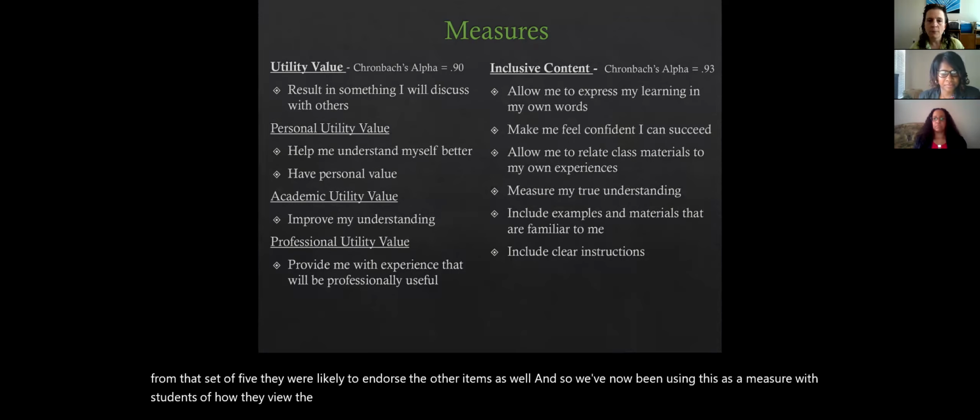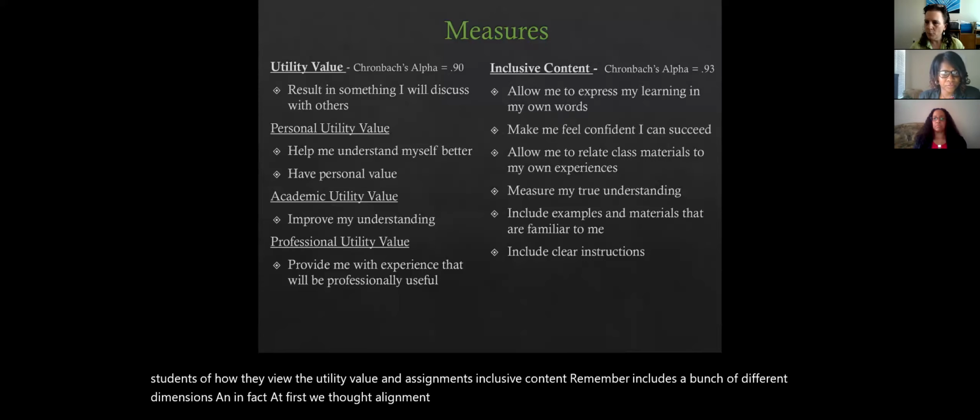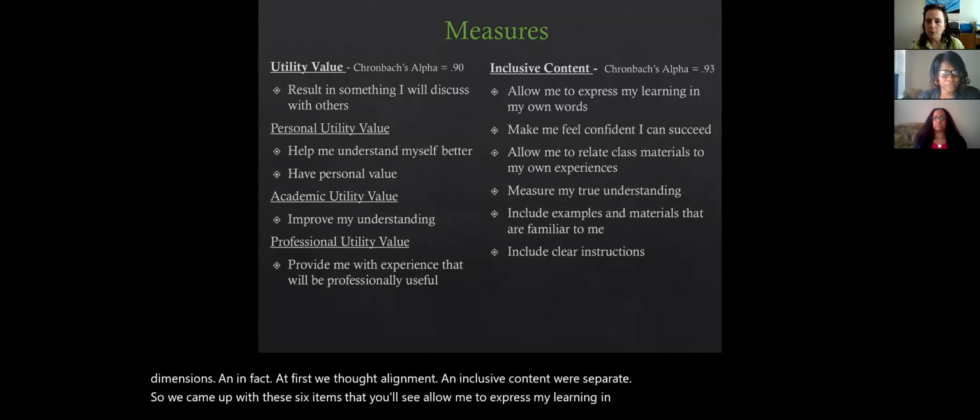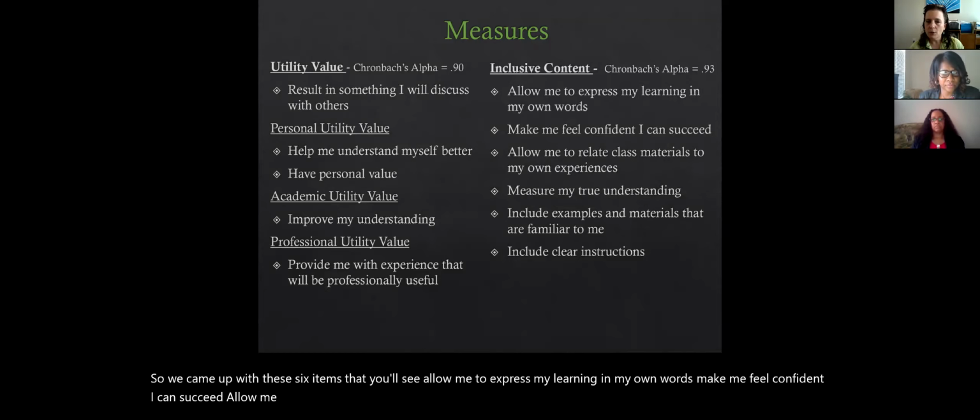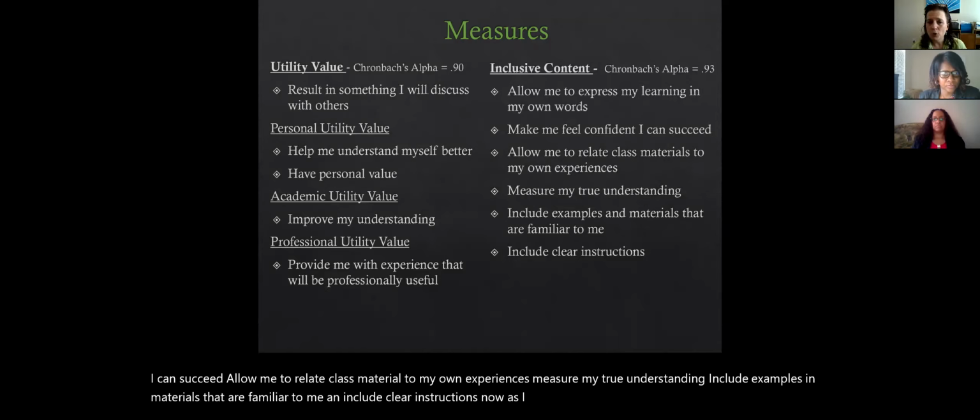Inclusive content, remember, includes a bunch of different dimensions. And in fact, at first we thought alignment and inclusive content were separate. So we came up with these 6 items that you'll see. Allow me to express my learning in my own words, make me feel confident I can succeed, allow me to relate class material to my own experiences, measure my true understanding, include examples and materials that are familiar to me, and include clear instructions. Now, as I said, some of those we thought had more to do with alignment.